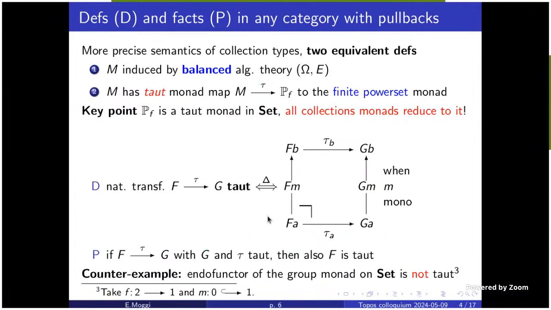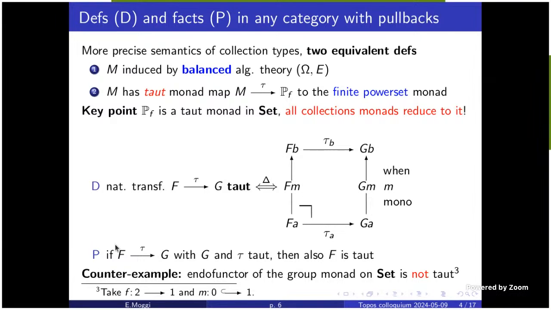And a natural transformation between functors that are not necessarily taut is taut if for every mono you have that this naturality square is a pullback. So in this case, we don't necessarily have that Fm and Gm are monos. But of course, if F and G are taut functors, these are also monos.